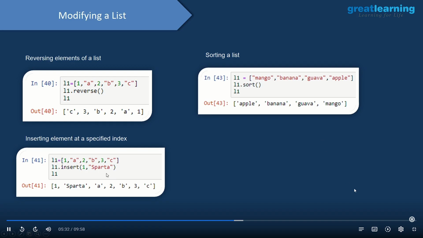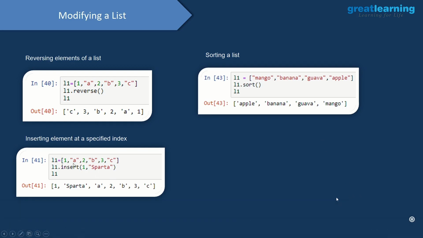Now after reversing the elements of a list, let's say we want to add an element at a specified index. So over here, I want to add this element Sparta at index number 1. So initially at index number 1, the element was A. Now instead of that, I want to add Sparta. So I'll use the insert method. This takes in 2 parameters. First parameter is the index that we want to insert the element. Second is the element itself.